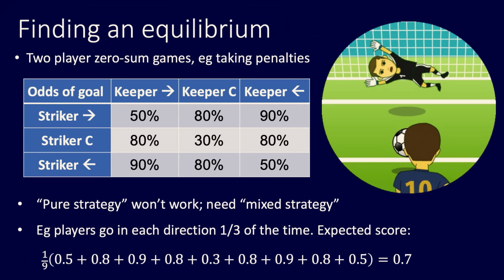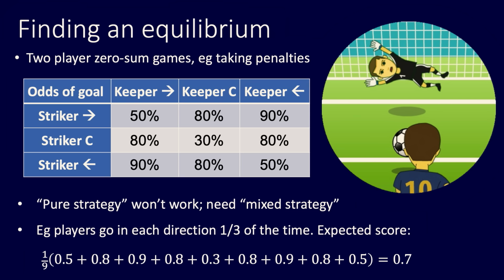For example, if both players adopted a strategy of going randomly one third of the time right, left, or staying in the middle, then you could work out the expected payoff. If they're doing this randomly, there'll be 1/9 of the time for each of those 9 boxes in the table. So you can add all of those up, so 50%, a probability of 0.5, for instance, add them all up, divide by 9, and the outcome would be 0.7. In other words, 70% of the time, there's a goal.